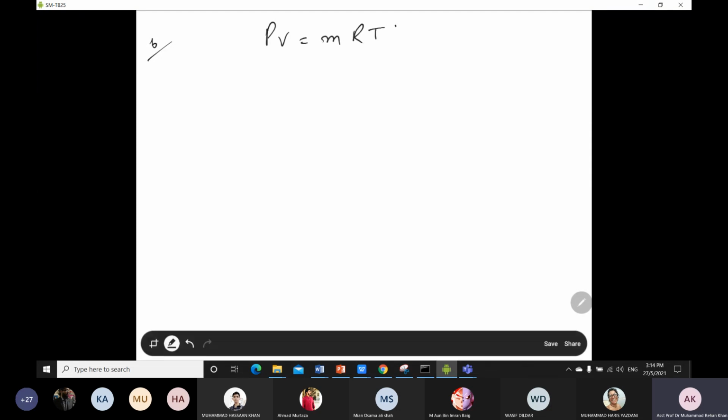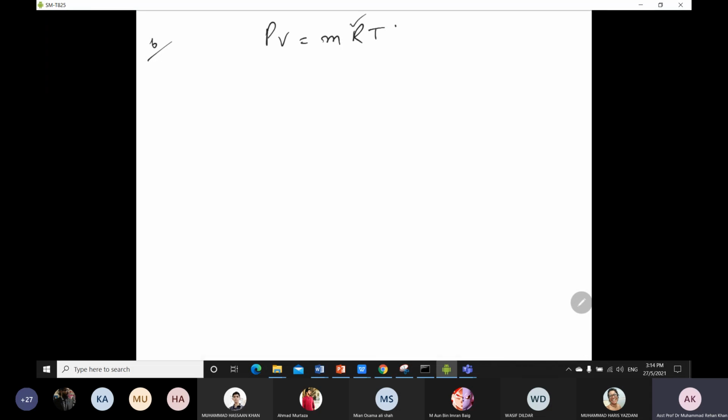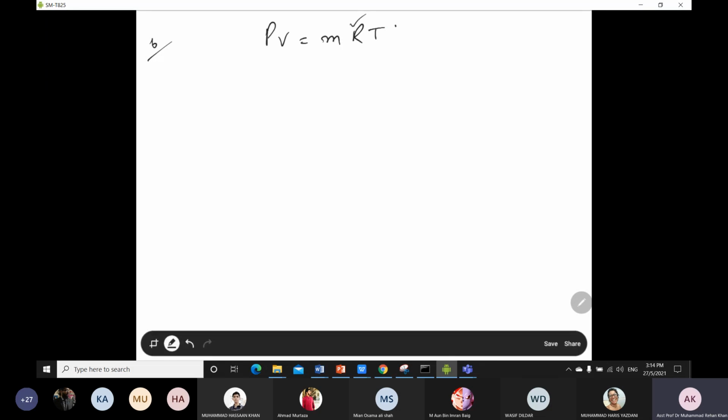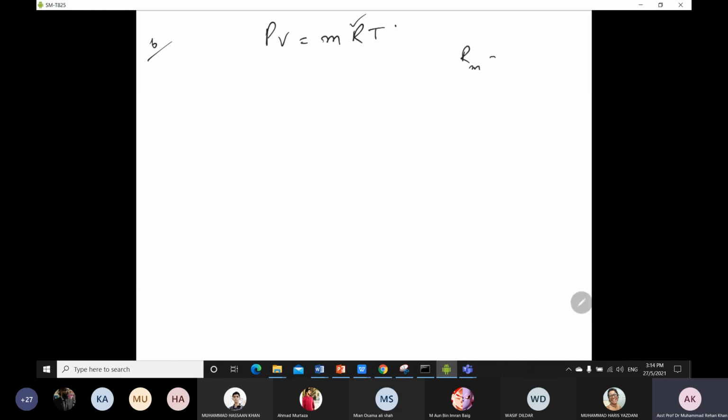So now in part number B, the required thing is to find the mixture pressure. Okay, so for mixture pressure we can use the ideal gas relation. So we already know that PV is equal to mRT. Here R is basically the gas constant for the mixture. Because we are interested in finding the pressure of the mixture, we can say Pm Vm is equal to mm Rm Tm.